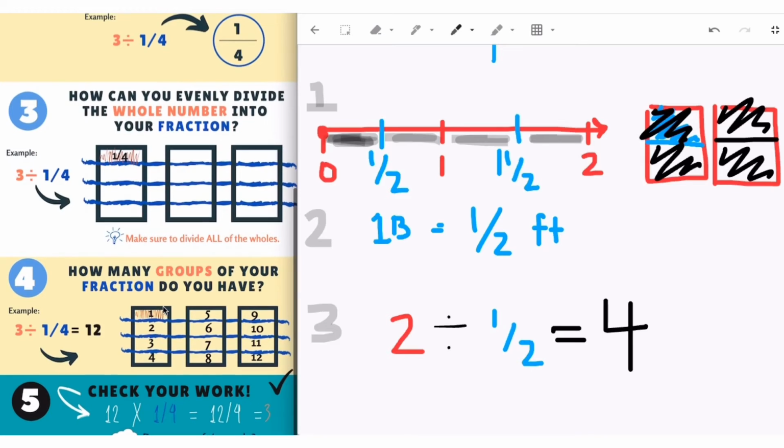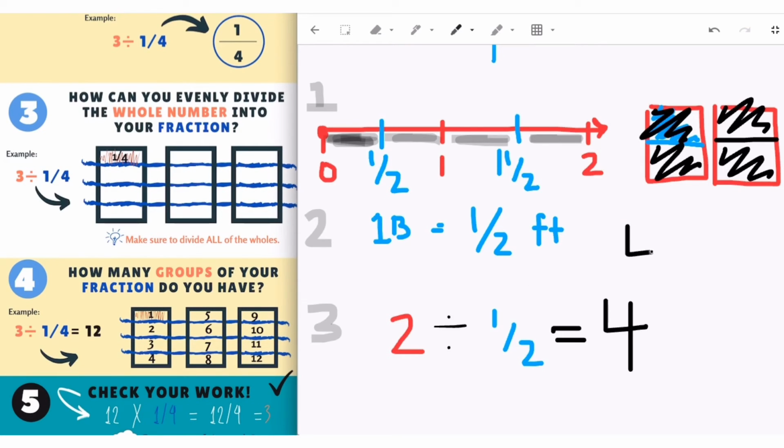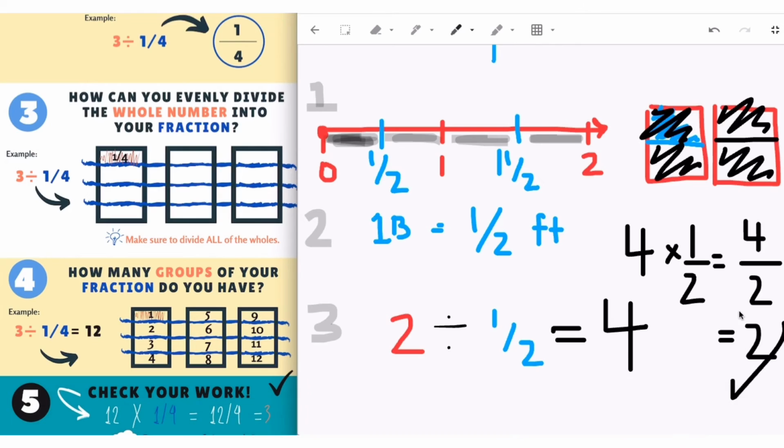Finally, step number 5, let's check my work. So if I have 4 groups of 1/2, that should equal the number I started with, 2. So 4 times 1/2, remember I'm multiplying the whole number times the numerator. 2 is the same thing as 2. So my answer is correct. If you're still confused, go back to the start of when we did this problem and try it again.